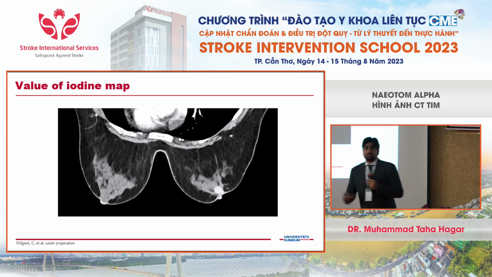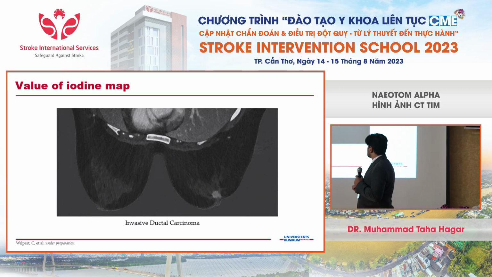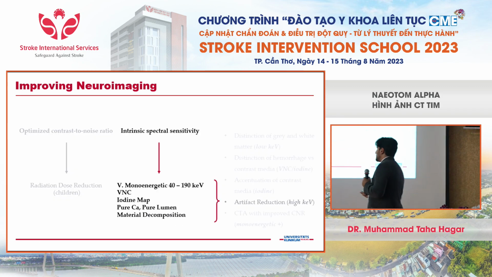And this is a fact that we observe in many body parts. Here I'm showing you from our department CT imaging of the breast, and when we use the iodine map, you can beautifully see that this patient has invasive ductal carcinoma. Works also for the abdomen and many other regions.